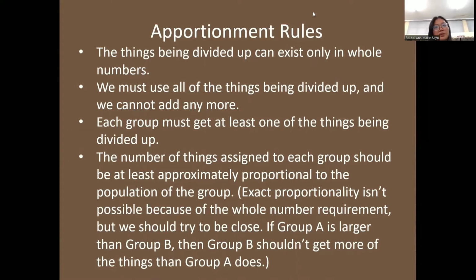And lastly, the number of things assigned to each group should be at least approximately proportional to the population of the group, which means exact proportionality isn't possible because of the whole number requirement, but we should try to be close. For instance, if group A is larger than group B, then group B shouldn't get more of the things than group A does.